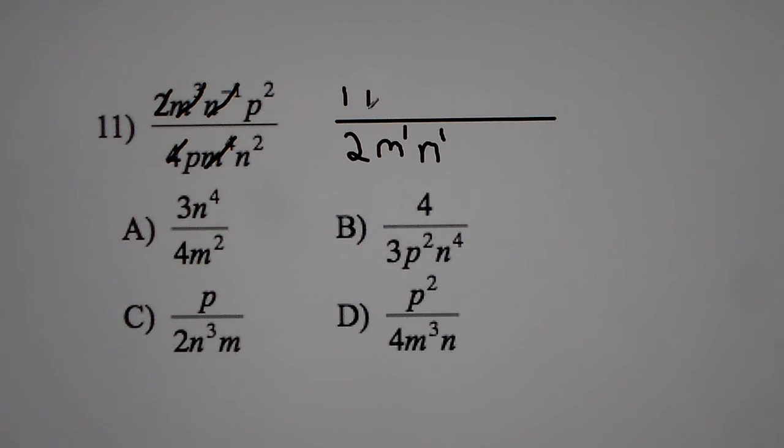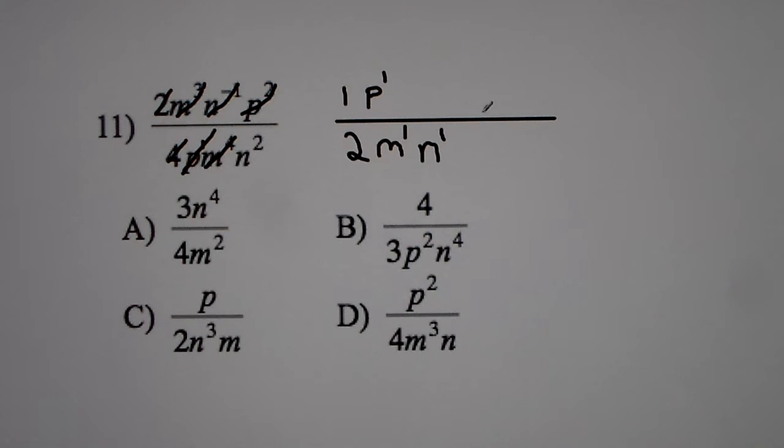P squared, I'm going to leave that up top. P to the 1st, well, 2 minus 1 just gets us 1. So in fact, I could erase that 2, put a 1 there. So I delete 1 on top and 1 on bottom. So that's p to the 1st because I did 2 minus this 1.